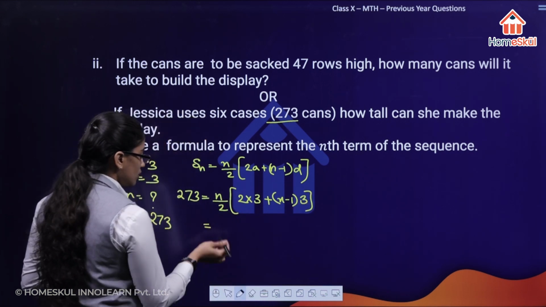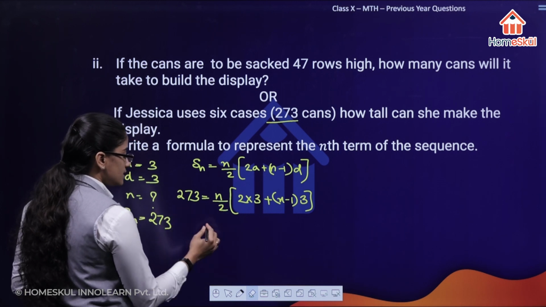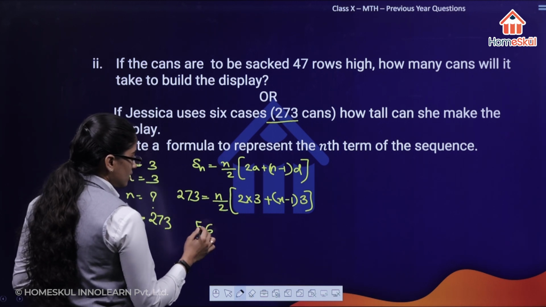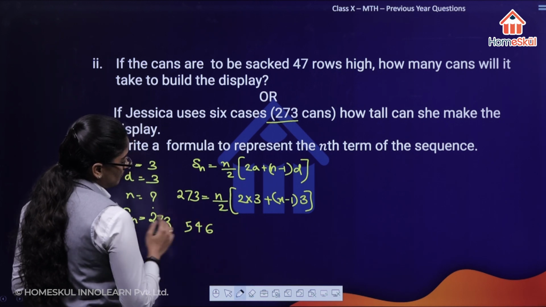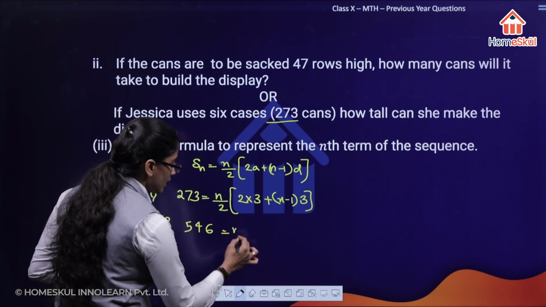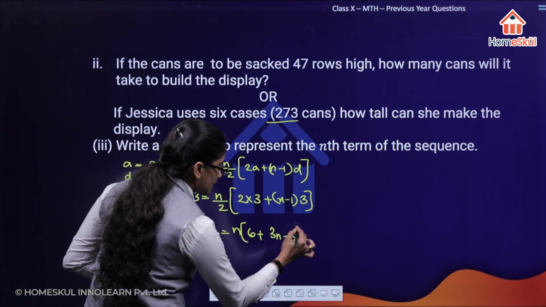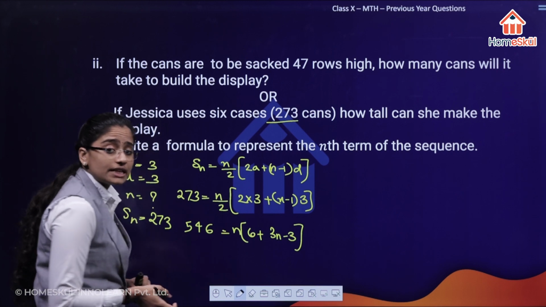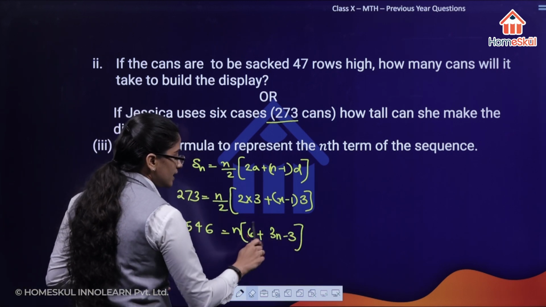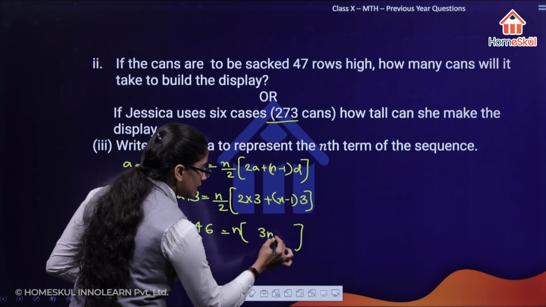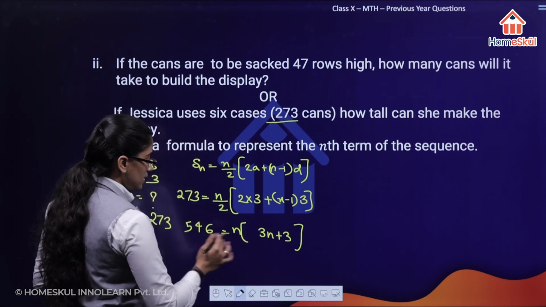On cross multiplication, we could take this 2 to the other side. So it will be 546 equal to n into 6 plus 3n minus 3, right? Opening this bracket, we will be getting 3n minus 3. What is 6 minus 3? 6 minus 3 is 3 itself. So it will be 3n plus 3. Isn't it? 6 minus 3 is plus 3. So it is 3n plus 3.